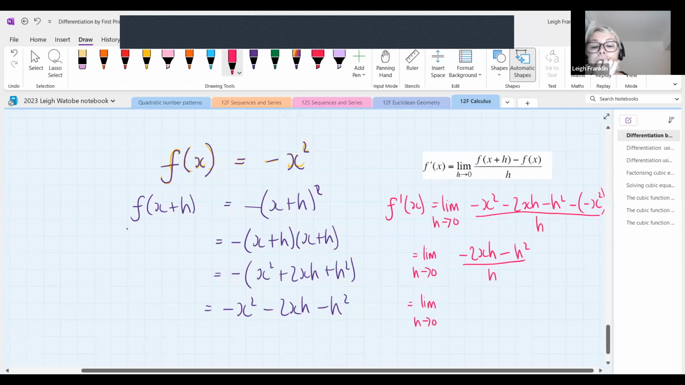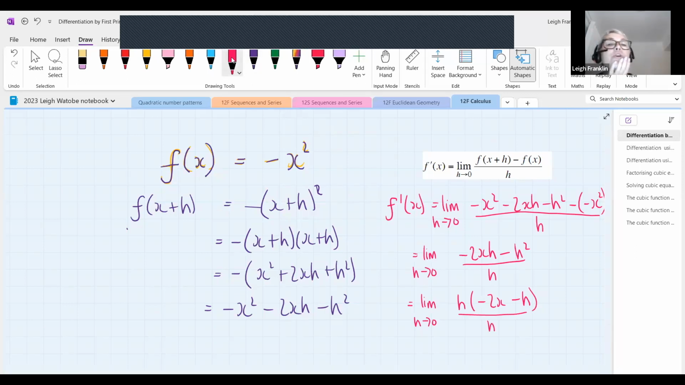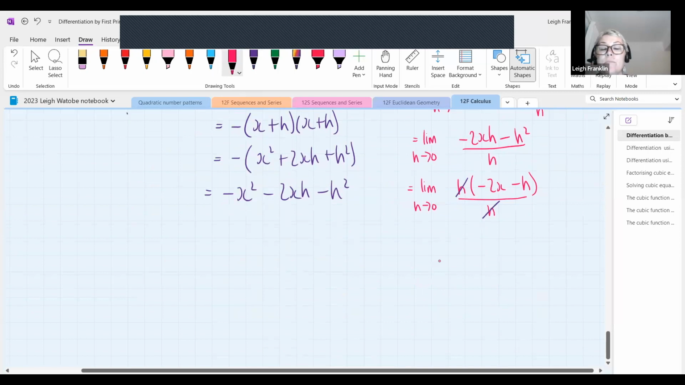Then my common factor is h. Lovely. So it's negative 2x minus h all divided by h. Lovely. Good job. Keep going. Then the common h will cancel the other h that is dividing the equation. So I'll be left with negative 2x minus h.